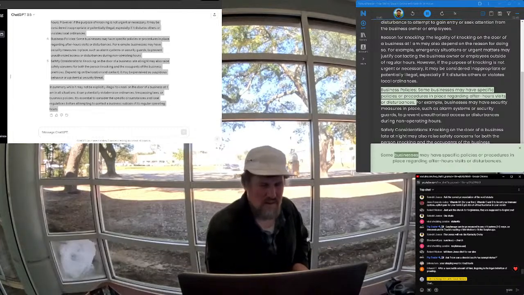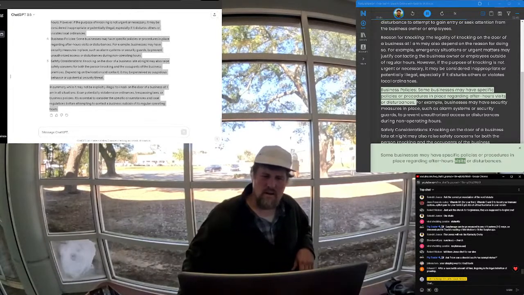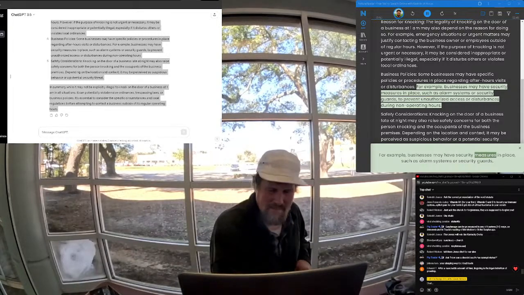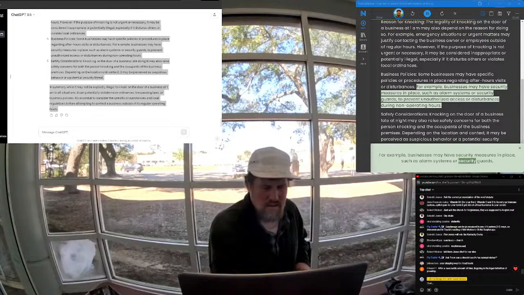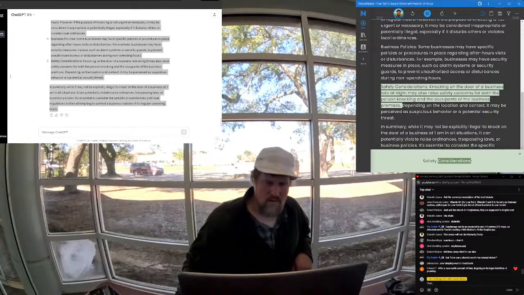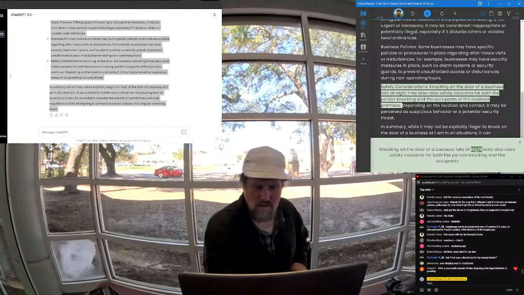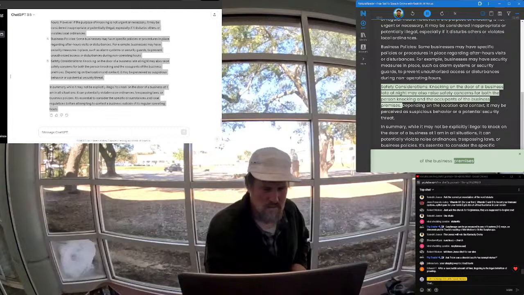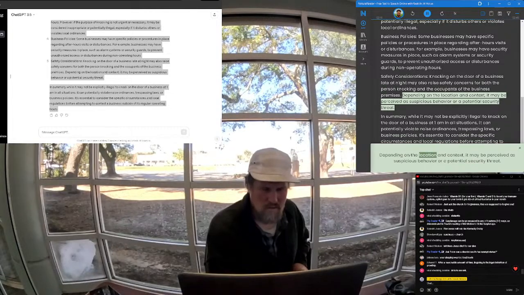Business policies. Some businesses may have specific policies or procedures in place regarding after-hours visits or disturbances. For example, businesses may have security measures in place, such as alarm systems or security guards, to prevent unauthorized access or disturbances during non-operating hours. Safety considerations. Knocking on the door of a business late at night may also raise safety concerns for both the person knocking and the occupants of the business premises.